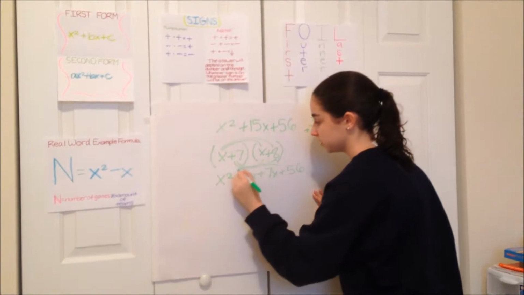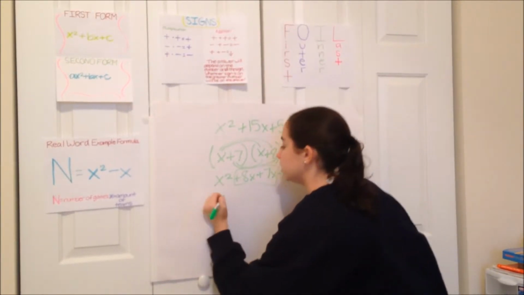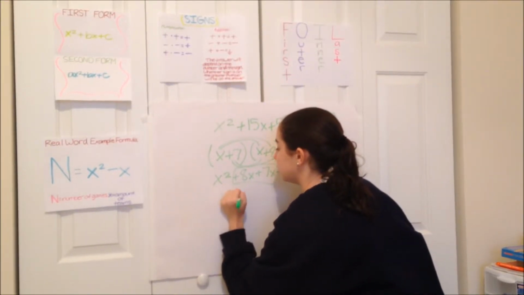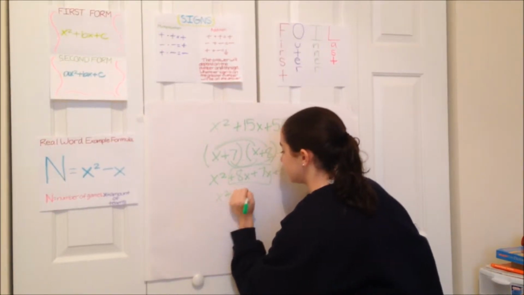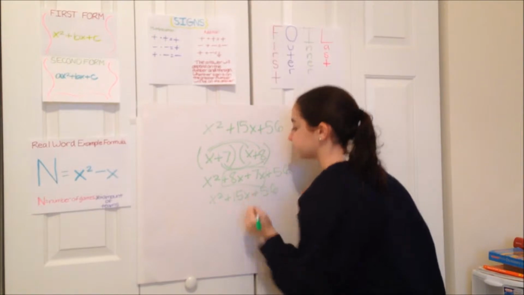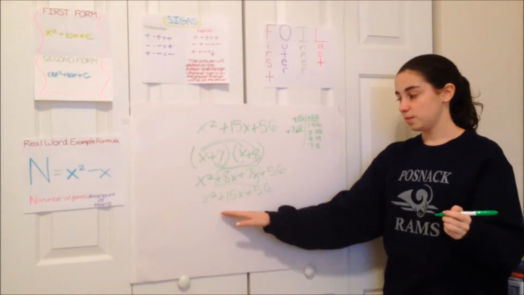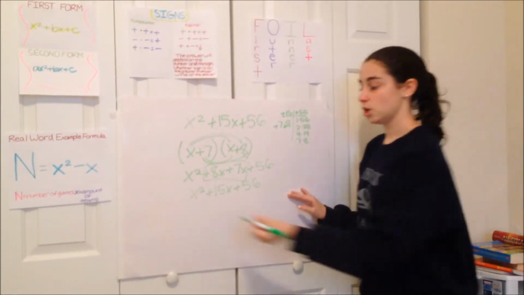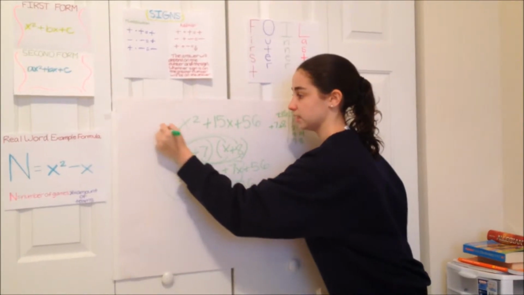Now we have our like terms here, so we can combine. And we know that positive 8x and positive 7x will give you positive 15x. So the simplified answer is x squared plus 15x plus 56, which is the same problem that you see at the top.